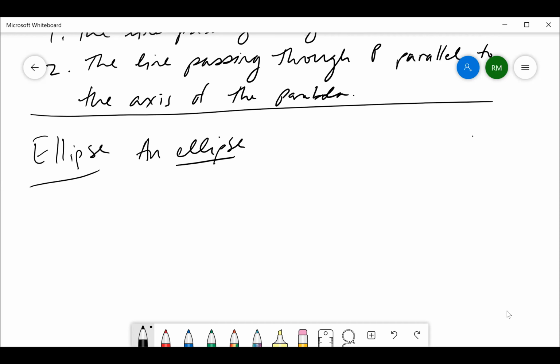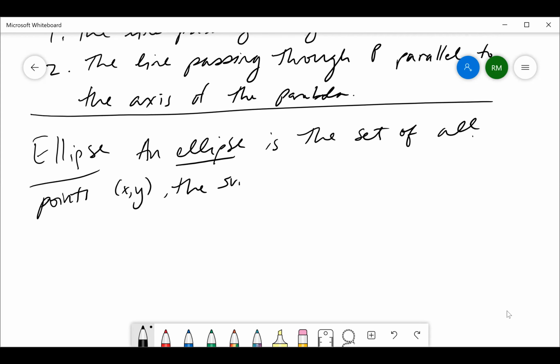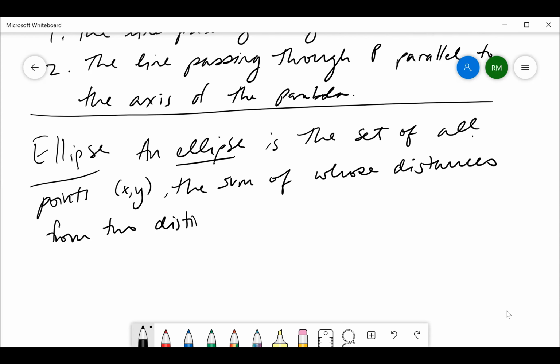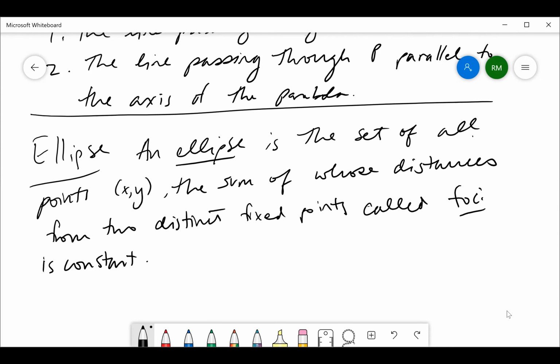An ellipse is the set of all points whose distances from two distinct fixed points, called foci, the sum of which is constant. We say foci because it's Latin.